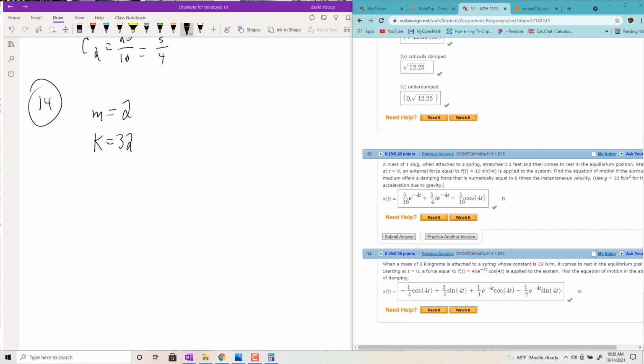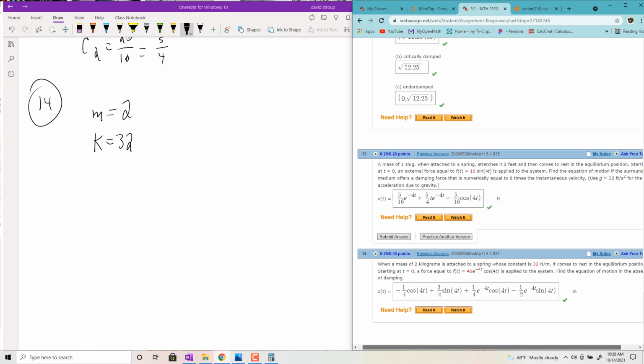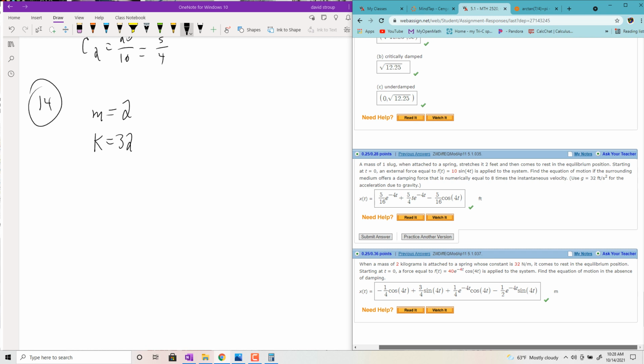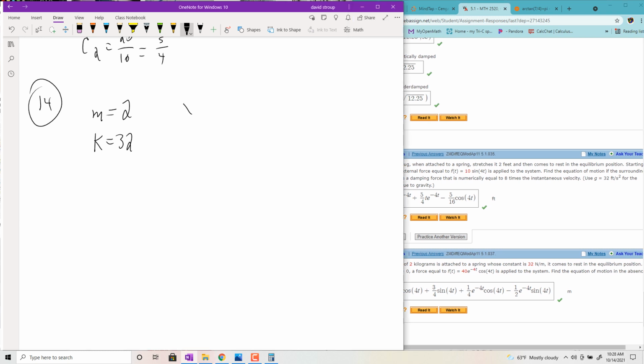And so it comes to rest in the equilibrium position, starting at t equals 0, force is applied. We'll find the equation of motion in the absence of damping. So again, the initial conditions are x of 0 equals 0, x prime of 0 equals 0. Let's get our information. We need omega squared basically, which is k over m. So in this case, it's easy, it's just 16.